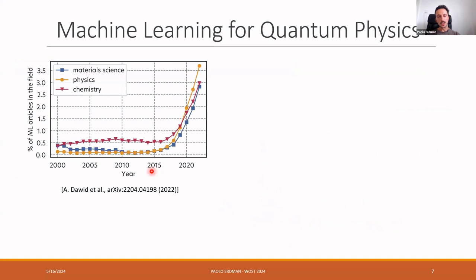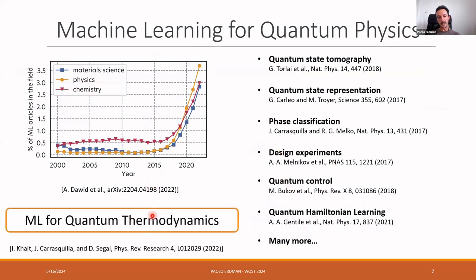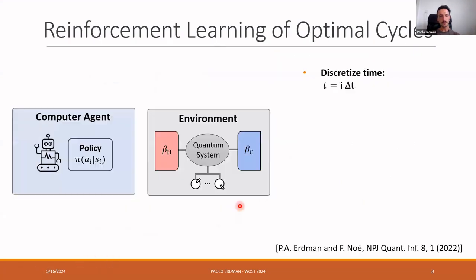And as another motivation, these are, for example, the percentage of papers in physics, chemistry, and material science that use machine learning methods. And as we see, they've been increasing quite rapidly in the last 5 to 7 years. And even specifically in the quantum physics community, there have been many applications, but arguably there haven't been many applications of it in the field of quantum thermodynamics, with the exception of a few papers, among which this one.